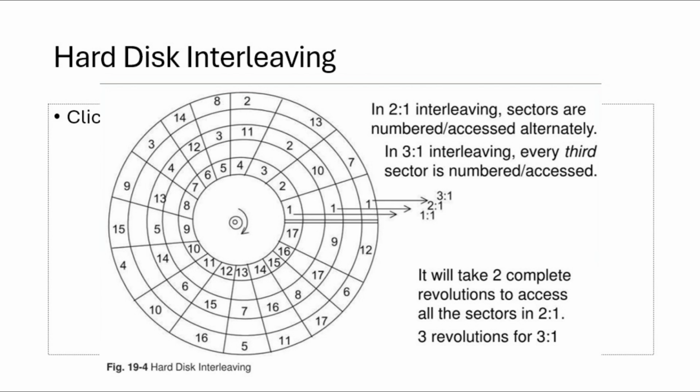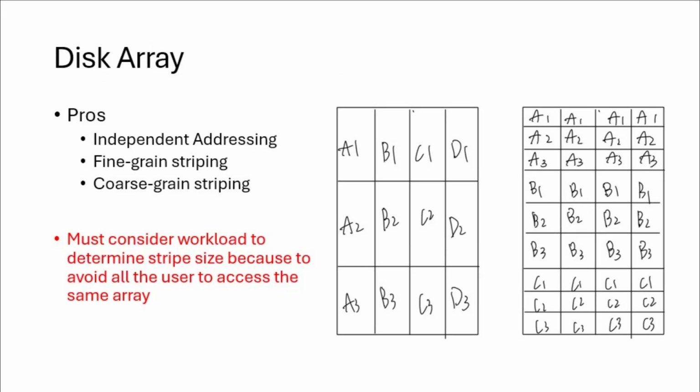The smallest circumference will be 1, 2, 3, 4, 5. But when we see the outside circumference, the numbers will be 1, 7, 13, 2. Because the RPM is the same, we have to skip some sectors to read the accurate data. So we can see when the circumference is 3 to 1, we have to skip the 3 sectors to find the accurate data. And then is disk array.